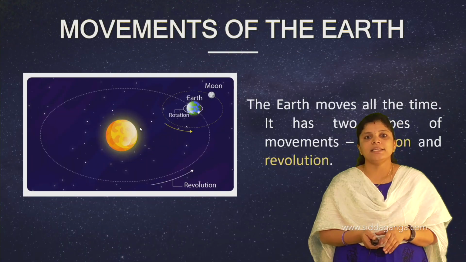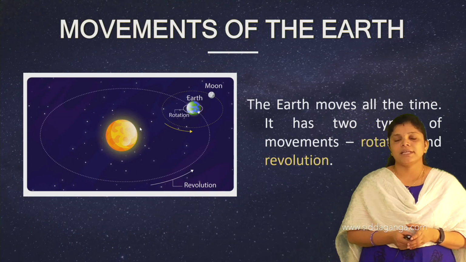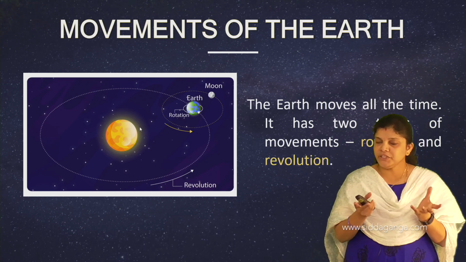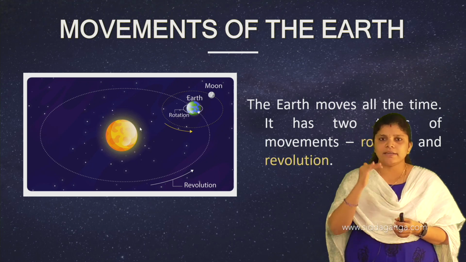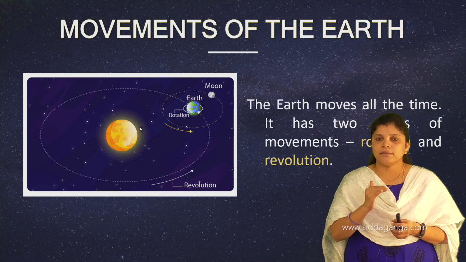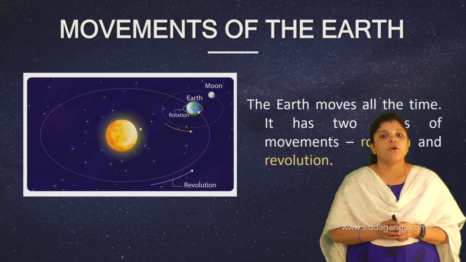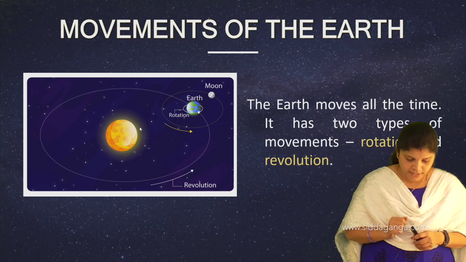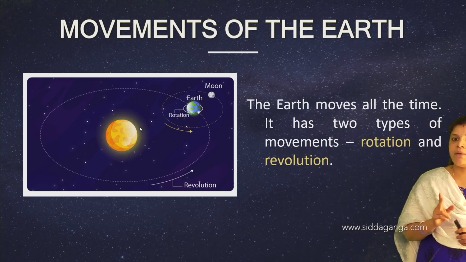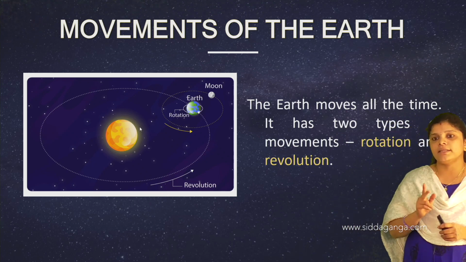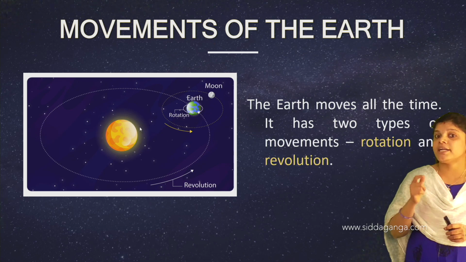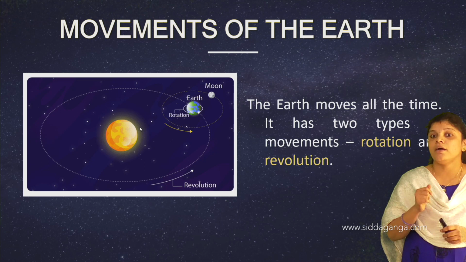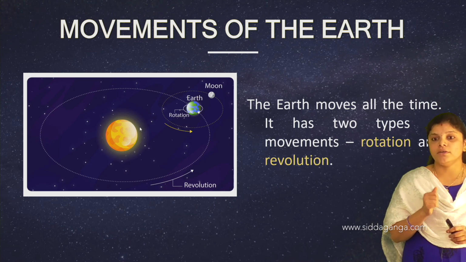And next is the movements of the earth. See, when we look at our earth, it's round in shape and a little bit flattened at the top and the bottom surface, which means the north pole and the south pole. And there are 2 movements of our earth. There are 2 types of movements of the earth: rotation and revolution. Rotation and revolution are the 2 movements of the earth.